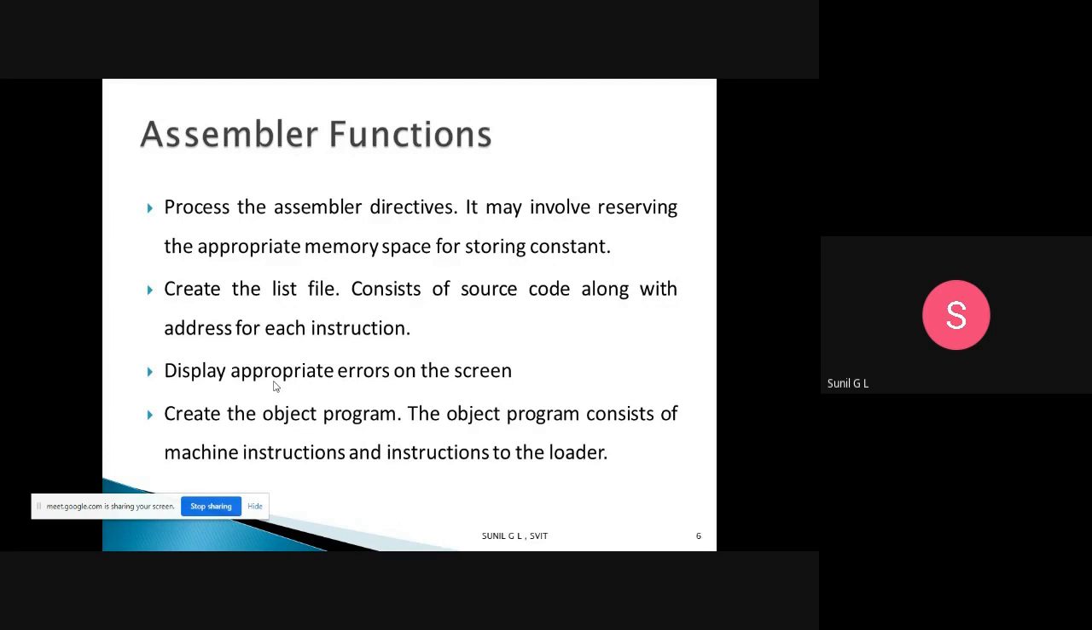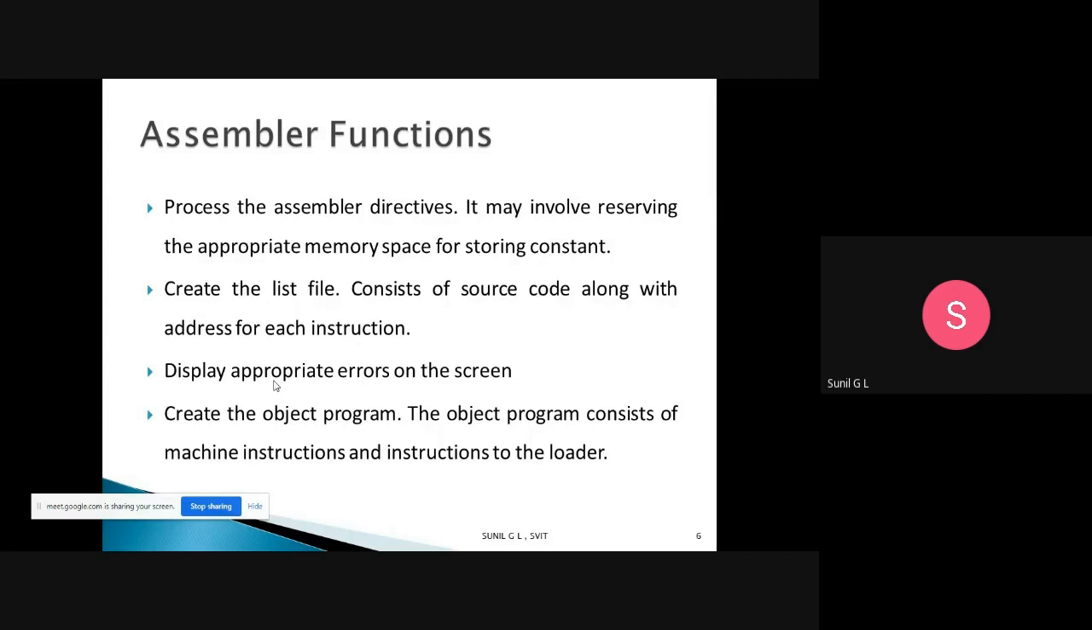And the next one is that it will display appropriate errors on the screen whenever you want to convert to machine level language. If errors are there in an instruction or elsewhere, it will display the errors. And the last one: it will create the object program. That object program consists of machine instructions and instructions to the loader, that is, instructions to the microprocessor and instructions to the loader to load into main memory.